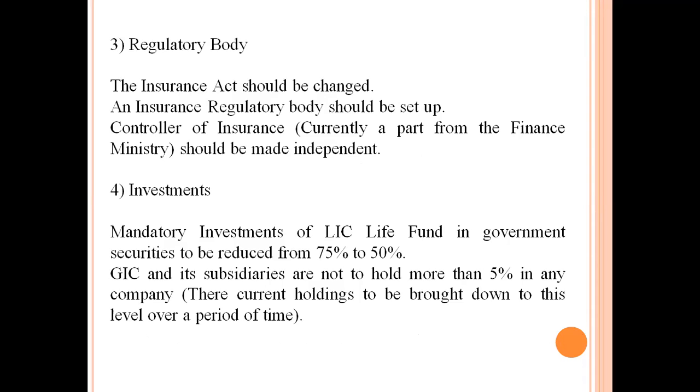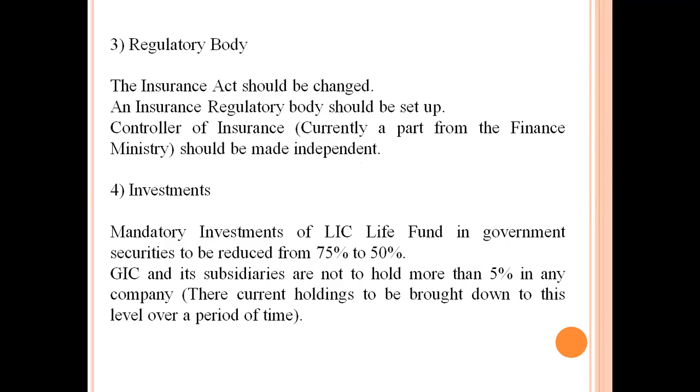Regulatory bodies. The Insurance Act should be changed. The Insurance Act 1938 has to be changed. Why? Because almost 70 years have been completed, 30 years going on. An insurance regulatory body should be set up. The Controller of Insurance, now a part of the financial ministry, should be made independent.